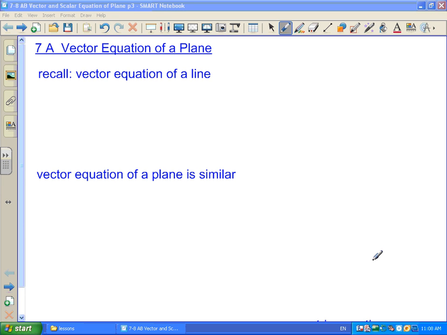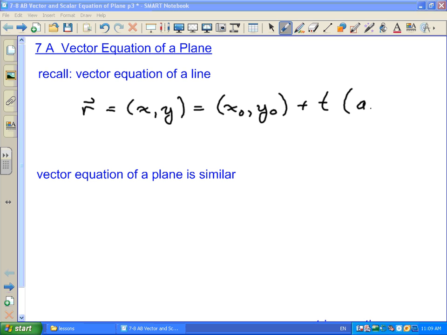Okay, so we're looking at some material here from Unit 7-8, and this is Box A, the vector equation of a plane. A good place to start is to remind ourselves what the vector equation of a line looked like. It had this form, where we had some vector r, which we could also represent as a vector (x, y). For a line, this was equal to (x naught, y naught) plus t times (a, b).